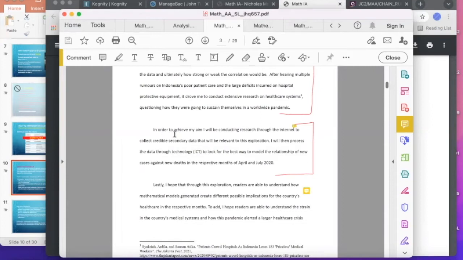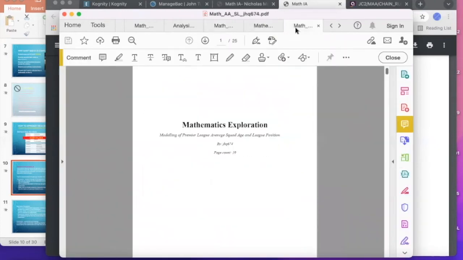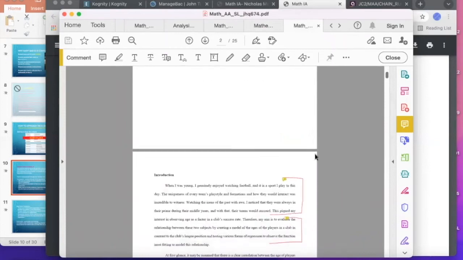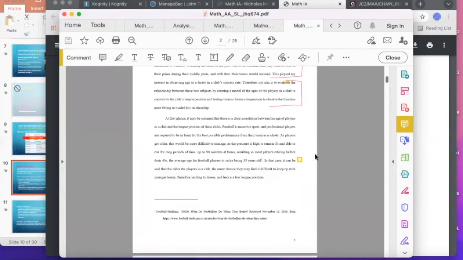In order to achieve my aim, I will be conducting research through the internet to collect credible secondary data that will be relevant to this exploration. I will then process the data through technology ICT to look for the best way to model the relationship of new cases against new death in the respective months of April and so on. So it's basically a brief plan, yeah, on how you plan to achieve your IA aim.